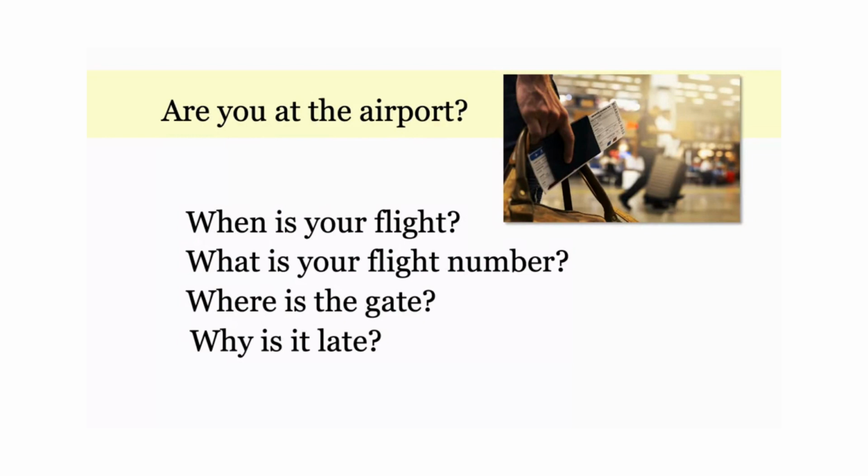The first question, are you at the airport, is a yes-no question. You know how to make yes-no questions. The other questions are information questions because the answer to these questions is not yes or no, it's more information. Notice that all of these questions begin with a question word: when, what, where, and why.